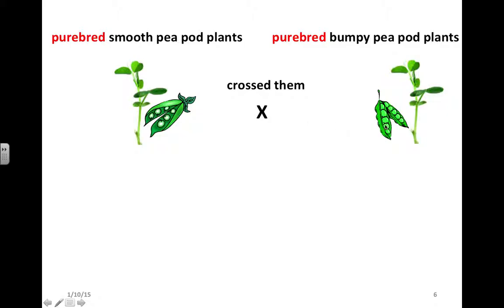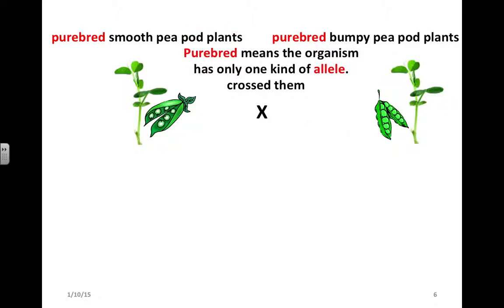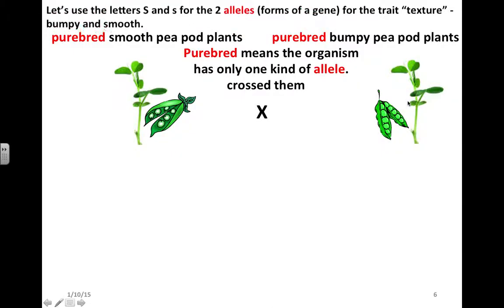Okay, so let's get some vocabulary here. Purebred means the organism has only one kind of allele. Ooh, allele. Write that down. It's in red. Write all of this down. We're going to talk about what that means here in just a second. So that means this one is purebred because it only has one kind of allele, and this is purebred because it also has only one kind of allele.